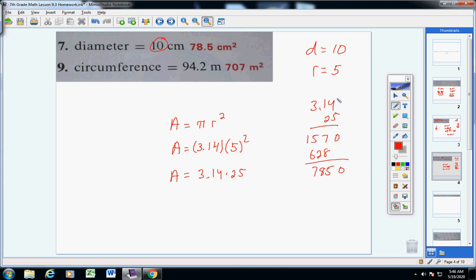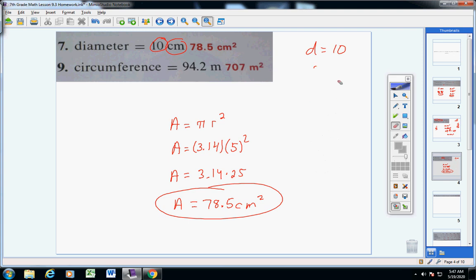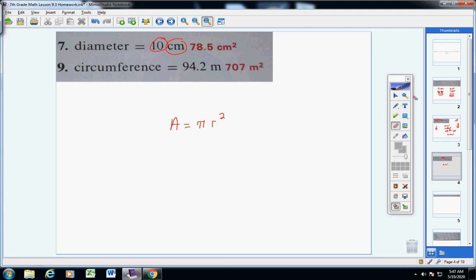Go over 2 decimal places, and 78.50 is the same thing as just 78.5. We're dealing with centimeters, so centimeters squared. Not difficult. Now, the next one's going to be a little interesting, guys, okay? And hopefully you know what to do, alright?